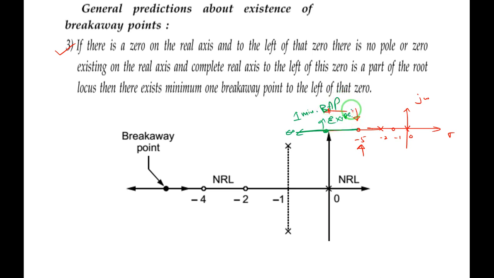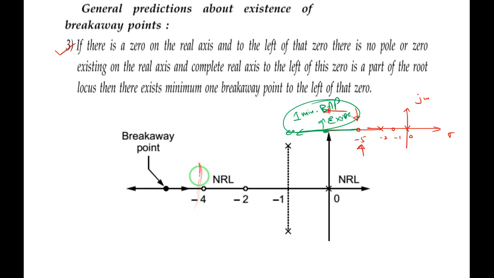So we can predict how the breakaway point exists. One: two adjacently placed poles, and at least one breakaway point exists. Second prediction: two adjacently placed zeros. Third: the extreme left zero, and it is a part of the root locus, so at least one breakaway point exists. We can predict like this.